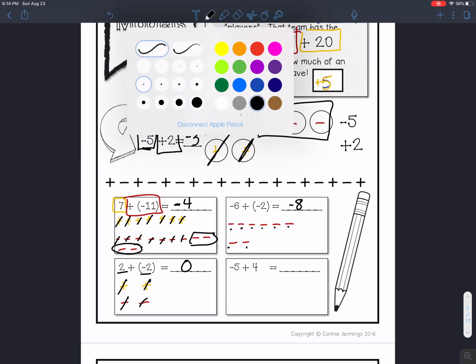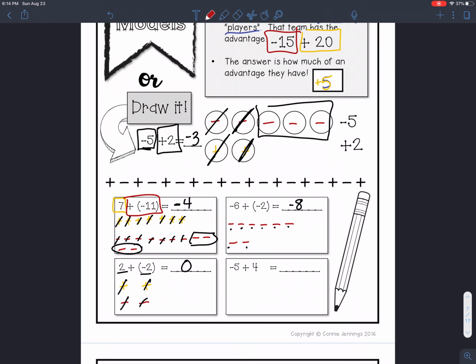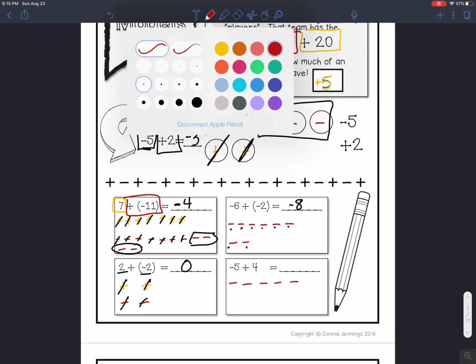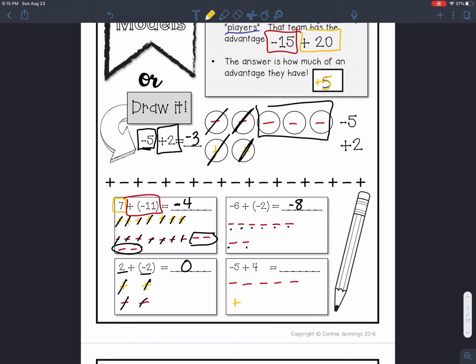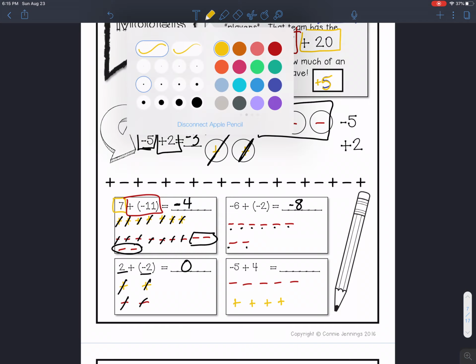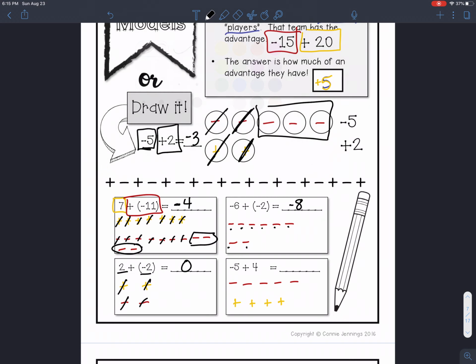And last but not least, we have 5 negatives, 1, 2, 3, 4, 5, and 4 positives, 1, 2, 3, 4, and they are going to cancel out. Positives and negatives are going to cancel each other out. So 1, 2, 3, 4. All we have left is this negative 1, so we are done at negative 1.